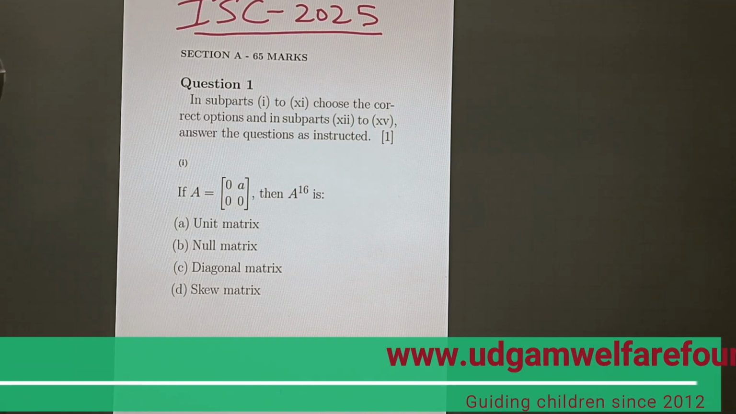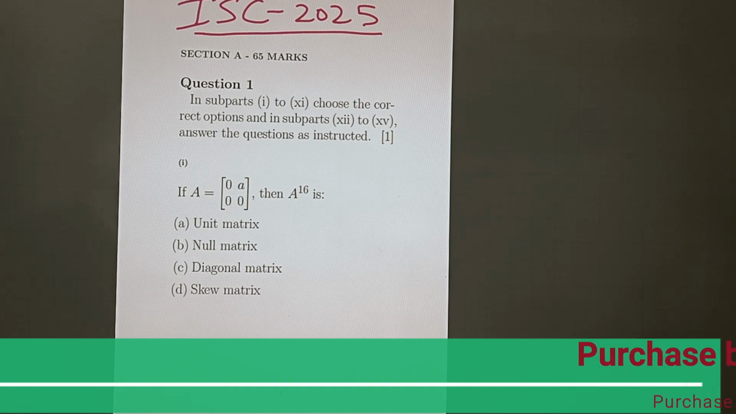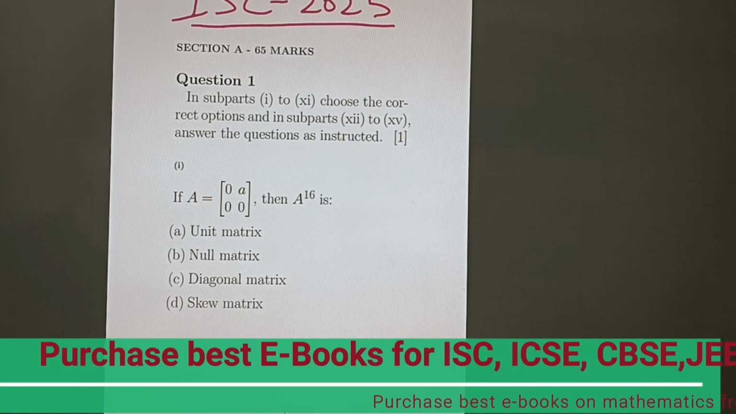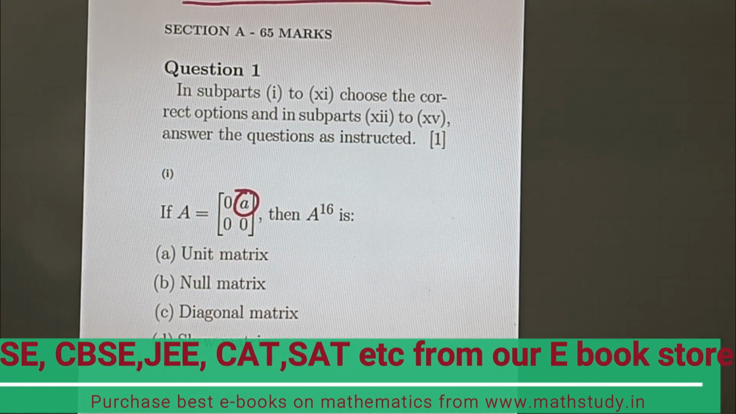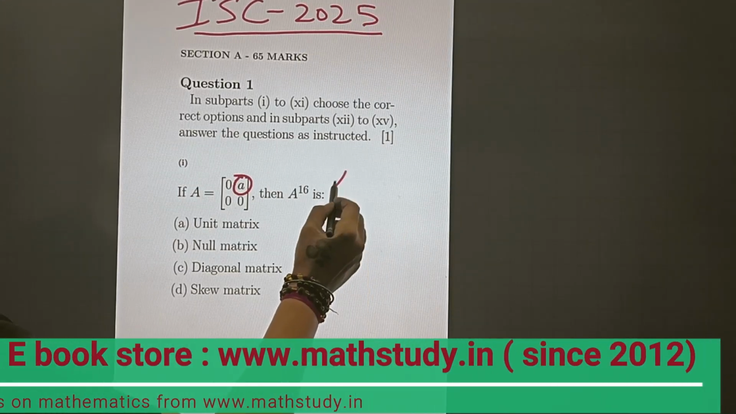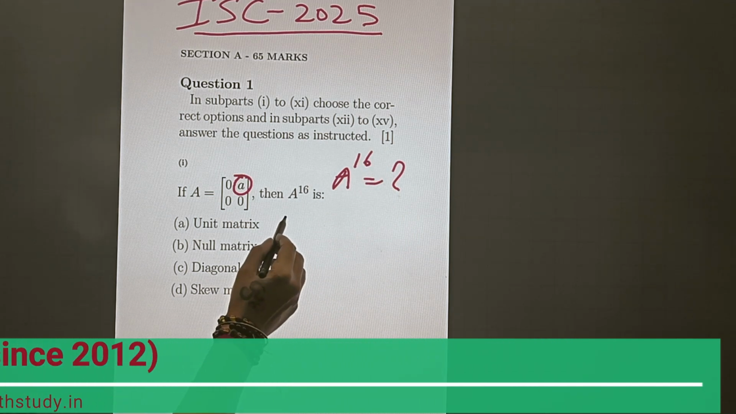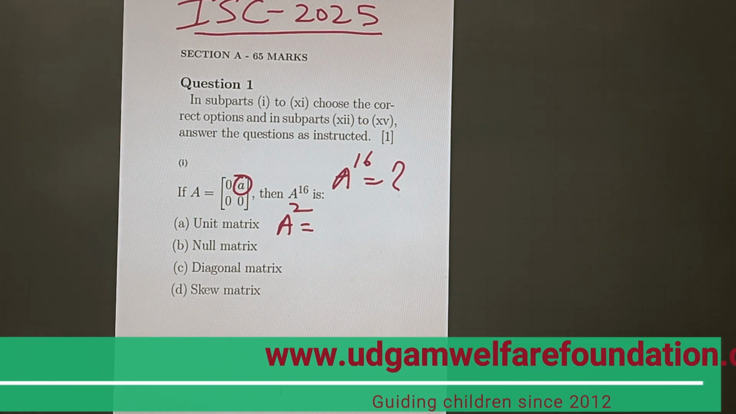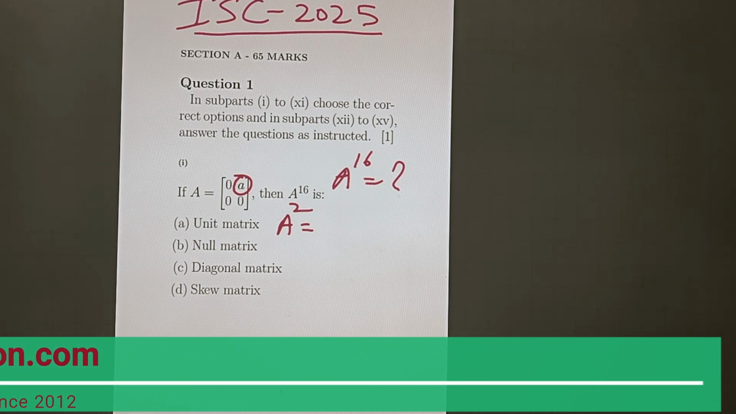So students, this is the first question of ISC Board 2025. Here we have, if A is a 2 by 2 matrix like this, where the second element of the first row is A only, then we have to tell what A raised to the power 16 is. In such a scenario, we first find A square so that we will come to know about the pattern of this expansion.